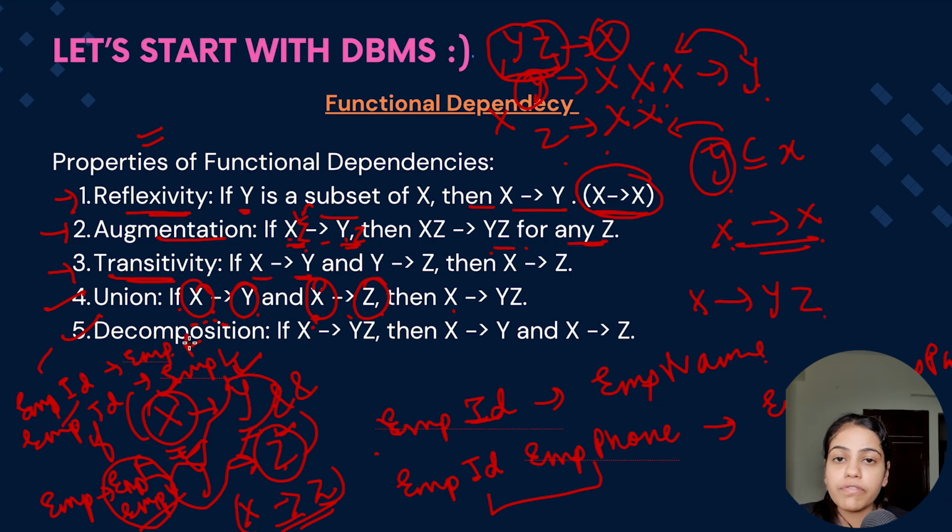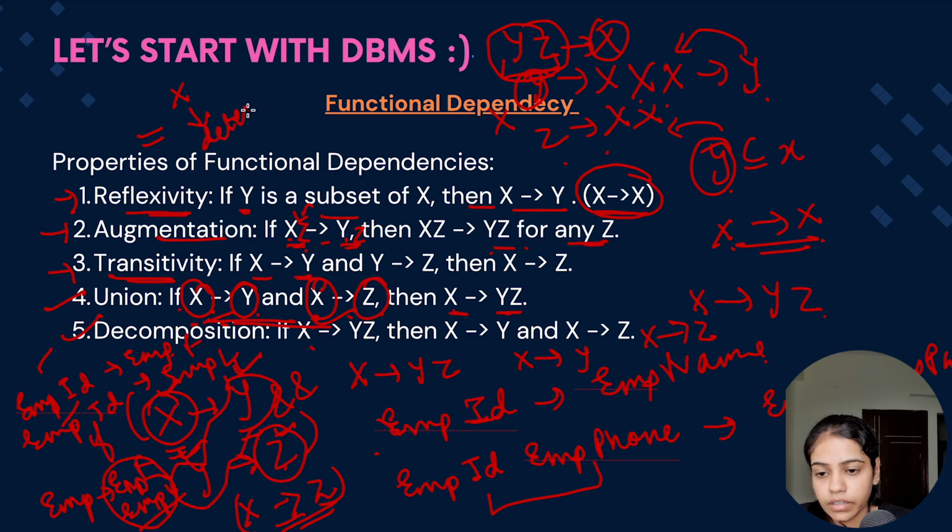Now the fifth rule is the rule of decomposition. So if X determines YZ, we can say that X determines Y and X determines Z, which is the same as what we learnt in union. So it's just the reverse of union. So the determinant can never be broken. If it's a set of attributes, it can't be broken into single attributes to determine something, because the set of attributes is what helps in unique identification, not the single attributes. So this can't be broken. The RHS can be broken. The dependent can be broken, but the determinant can't be broken.